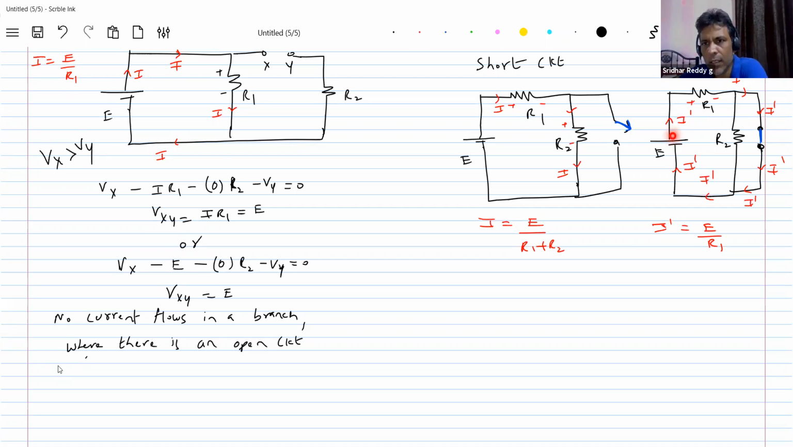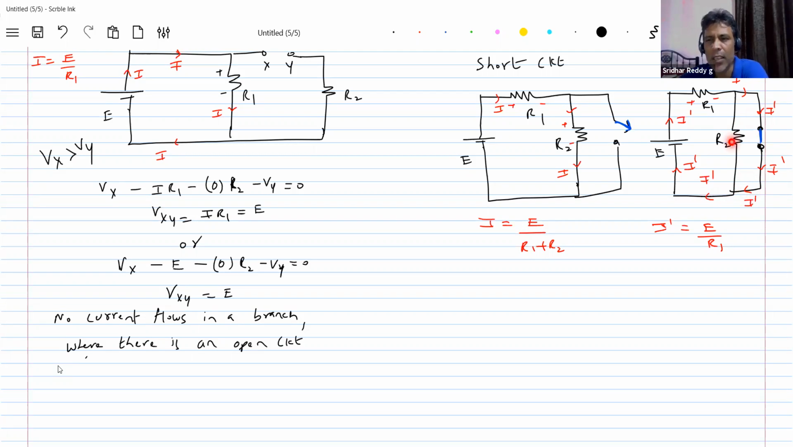So look at this. Here the current will come like this. It will flow through resistor R1. Then here there are two paths: one is R2, the other is the short circuit path. The current always likes a path which has least resistance. This having 0 ohm, the whole current I dash will pass through like this.